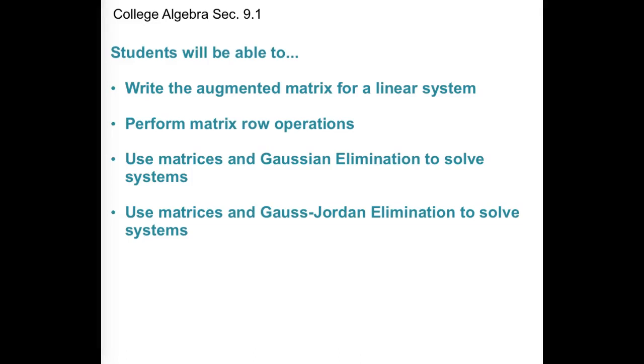All right, section 9.1, we are looking at another way of solving a system of equations. This one utilizes something called an augmented matrix. So we're going to look at what that means. We're going to look at what kind of row operations we're allowed to use to manipulate that augmented matrix. And we're going to start today talking about something called Gaussian elimination. And then next week when we come back, we'll look at the Gauss-Jordan elimination process.